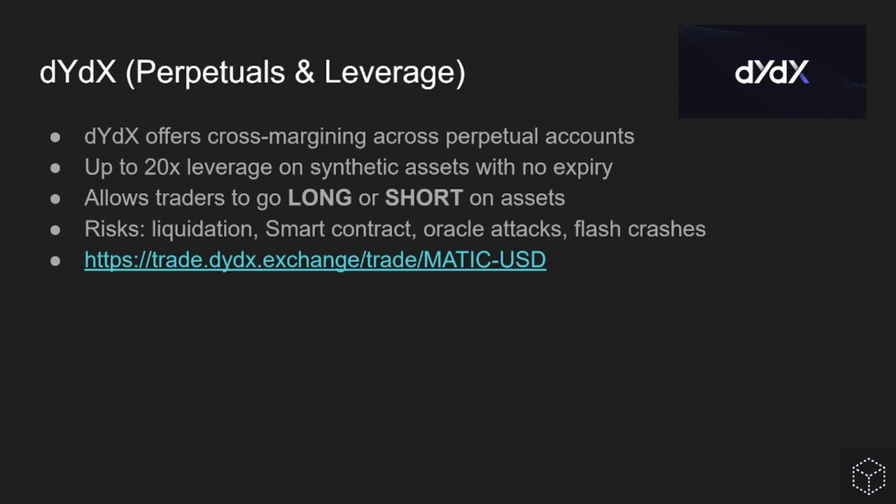So the first protocol I want to look at, which is probably the biggest one, is dYdX, and they offer perpetuals and leverage. dYdX offers cross-margining across perpetual accounts, up to 20x leverage on synthetic assets with no expiry, and it allows traders to go long or short on assets. So what are some of the risks with this? You can risk liquidation, smart contract, oracle attacks, and flash crashes.